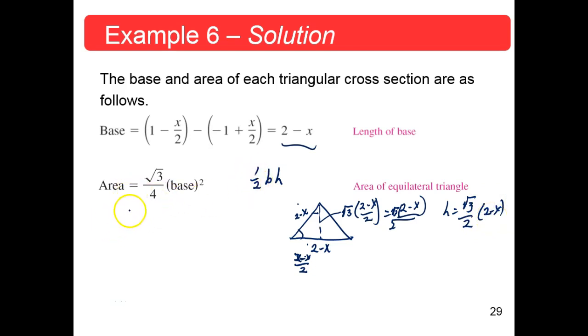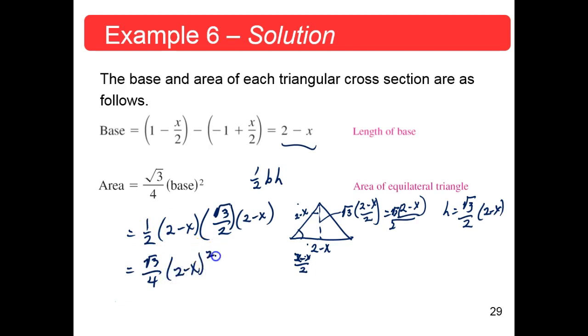So 1/2 the base times the height would be 1/2 the base, 2 minus x, times the height, the square root of 3 over 2 times 2 minus x, which would be square root of 3 over 4 times (2 minus x) squared. 2 minus x was the base, and that's where they get the base squared. That's not a formula I hang on to. I don't store it somewhere in my memory. This is how you got it, okay? So that's the area.